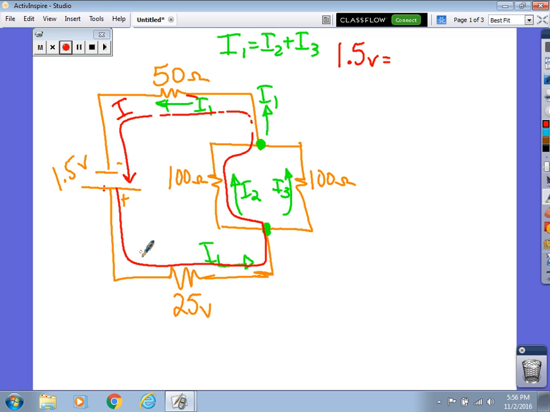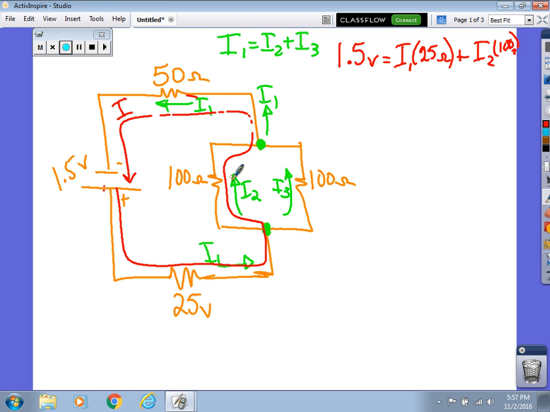Now as I start to follow my loop around, I come to here. Well, what current? That's I1. So I'm going to say I1 times 25 ohms. Still following my red line now. I got that resistor done. Come up through here. Here we go. I've got plus I2, because that's what my current is in this one that I called it, times 100 ohms.